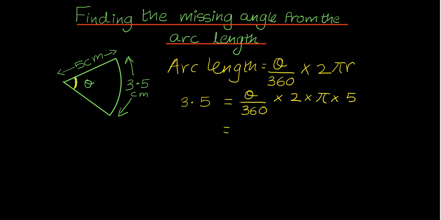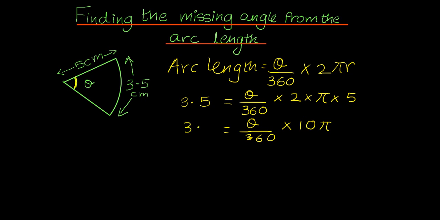So I'm going to multiply the 2 and the 5, so that'll give me theta over 360 times 10 pi, and 3.5 is over here.